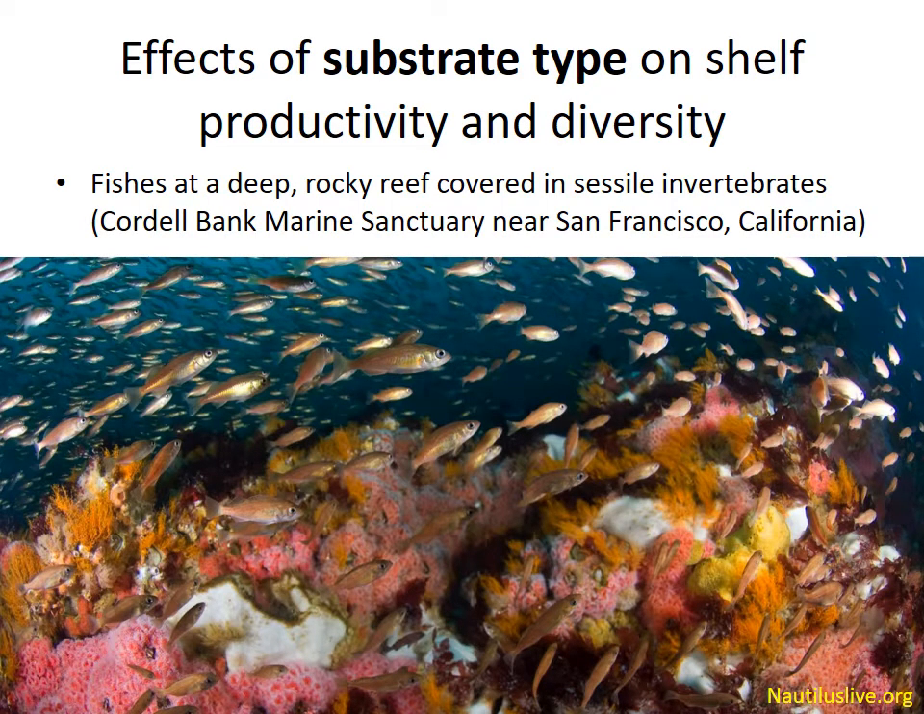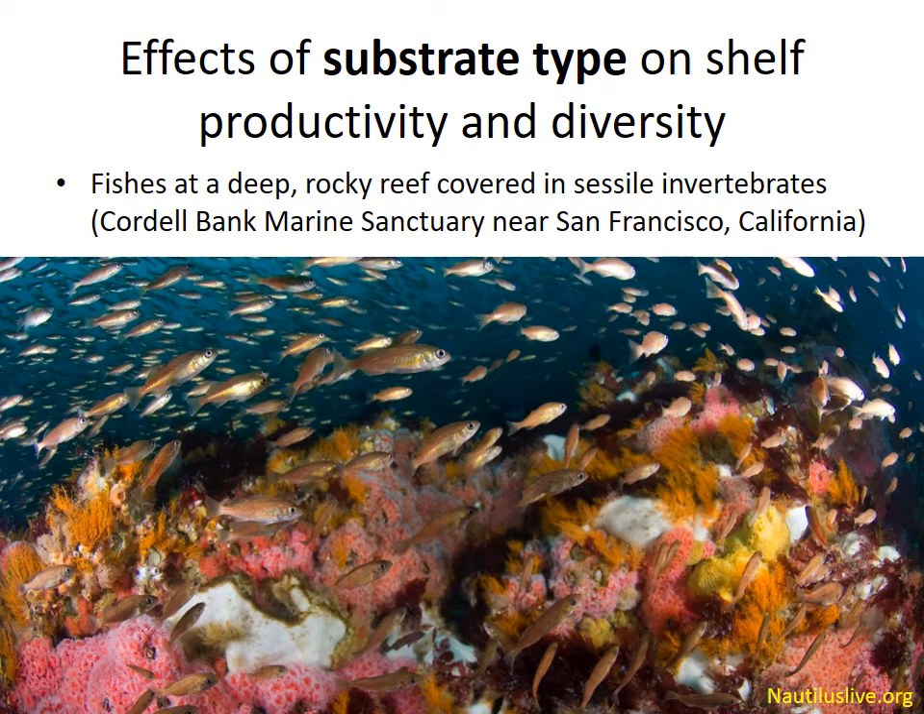Okay, we're shifting gears now to talk about the role of bottom type in the productivity and diversity of continental shelves. So another word for the bottom is substrate. Substrate type turns out to be really important for determining not just how productive the life can be on the bottom, but what types of life and how diverse the life can be. There's a general trend that hard substrate habitats, like where there's rock or coral on the bottom, tend to have higher diversity than soft substrate habitats where it's just sand or mud.